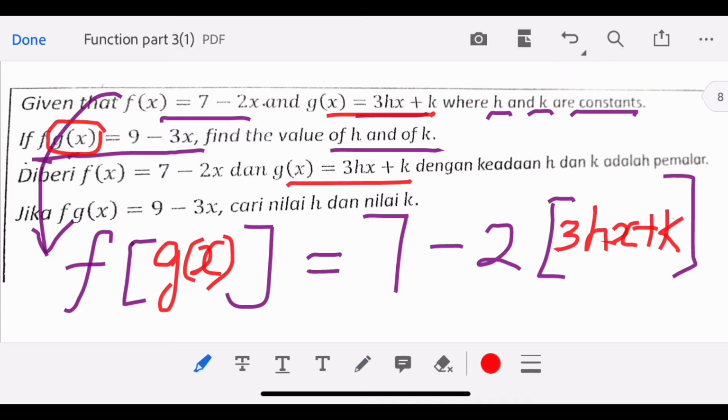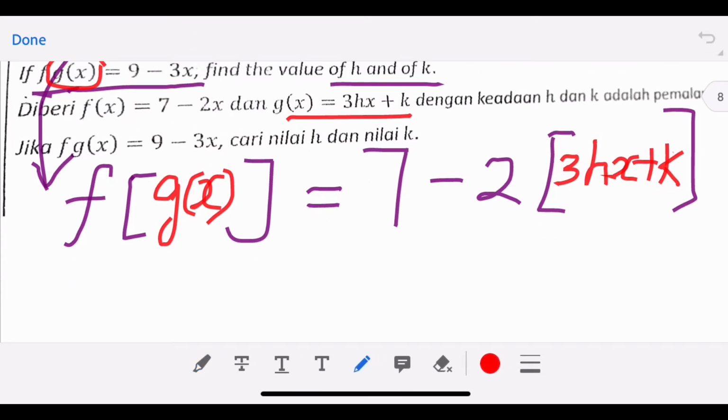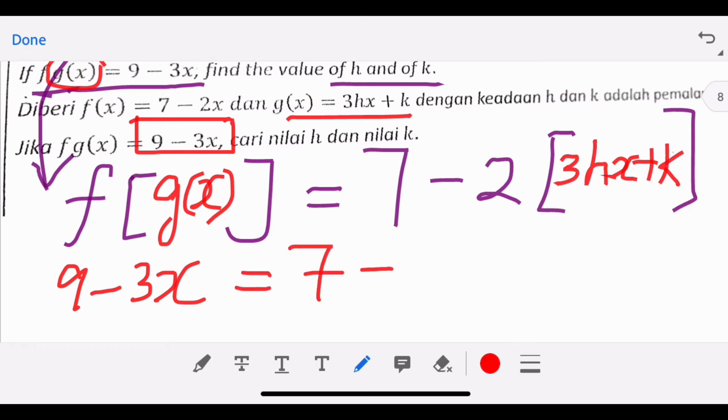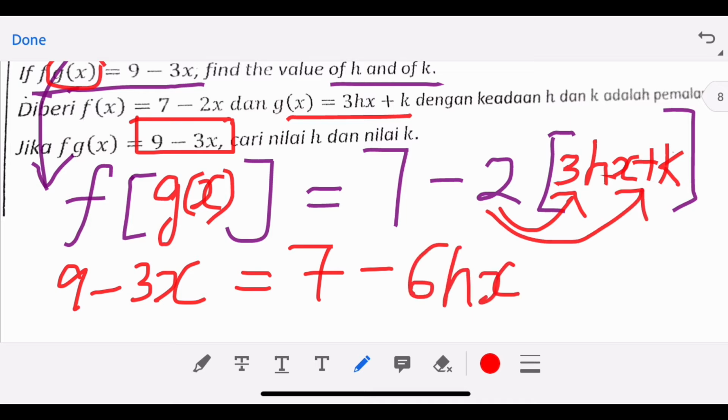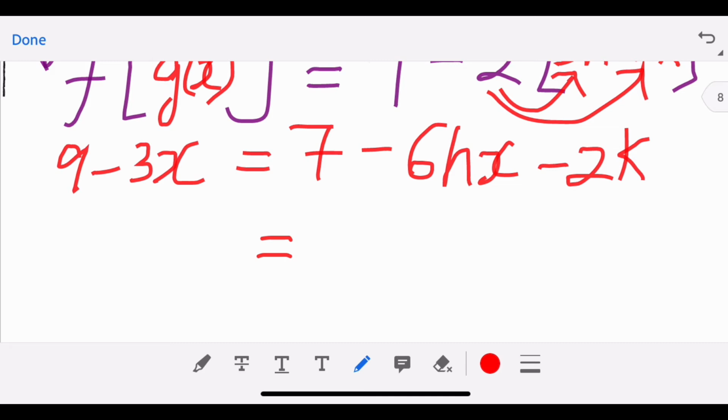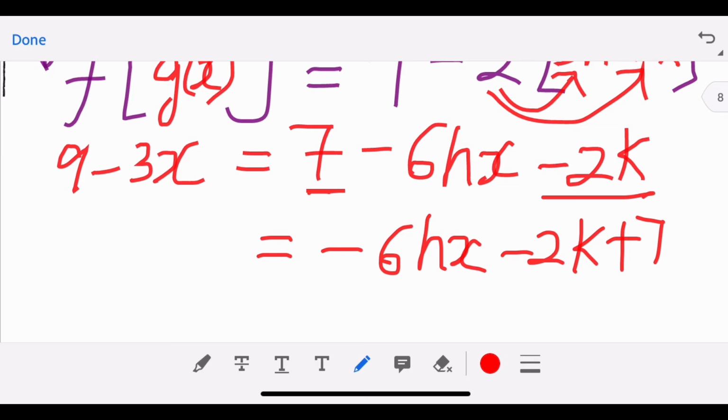Now you need to use whatever is given in the question and do comparison. That is how you do it every time. Just be a little bit careful when you expand. We are very careful, so we always double check. Minus 2k. Before you do comparison, always try to arrange in order. It is negative 6hx minus 2k plus 7, right? This one is still plus because I didn't shift to the other side.